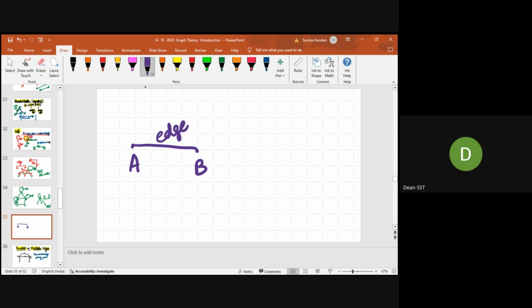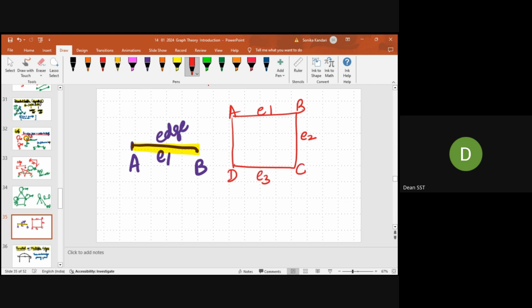This is an edge, E1. E1 is joining A and B. Actually, in any graph, you will see like this. This is E1, joining A and B. This is E2, joining B and C. We have E3, joining C and D. We have E4, joining A and D. So simply, any edge joins two vertices, V1 and V2. For joining two vertices, we need one edge.